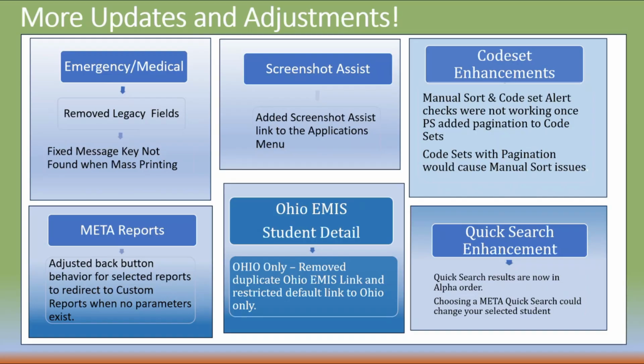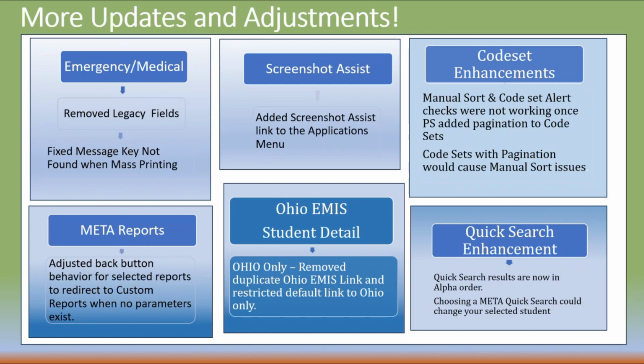Code set enhancements. We had a lot of tickets saying the manual sort didn't work. The manual sort button didn't work. PowerSchool, as you know, when they make an update, they can break things. That was something they broke. They added pagination, meaning I can see that in my code sets, I have 5 pages of code sets.